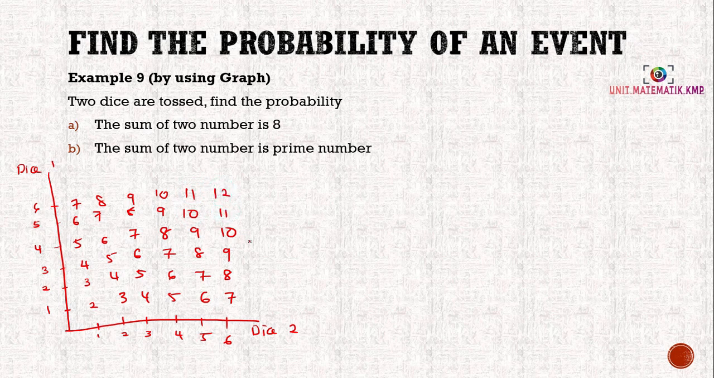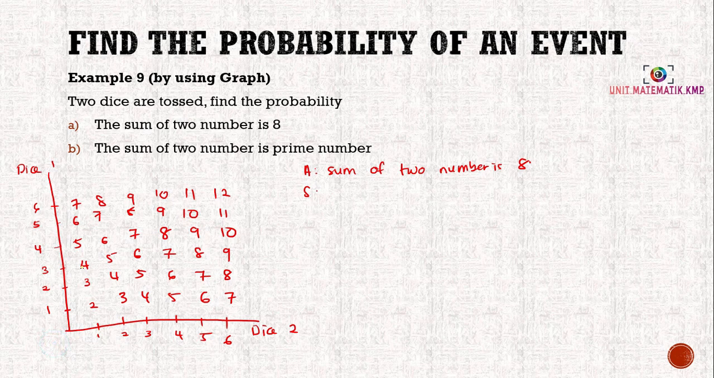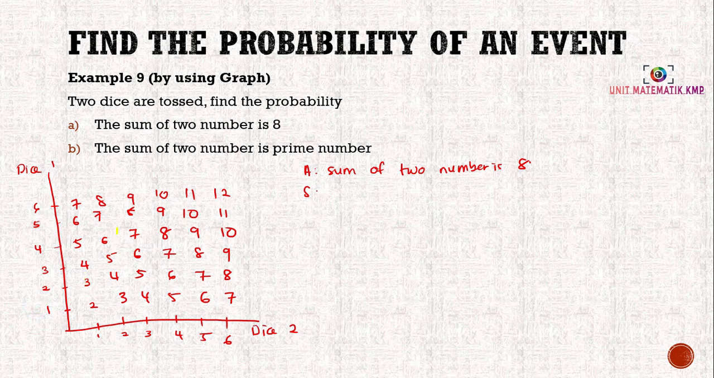Okay, so bila dah complete, okay, kita check balik. Kita nak the sum of 2 numbers is 8. So kita labelkan dia punya event as A. Sum of 2 numbers is 8. Okay, so the sample space is, okay, kita tengok kita punya graph. Okay, sum of the two numbers is 8. Kita ada berapa? So this part.